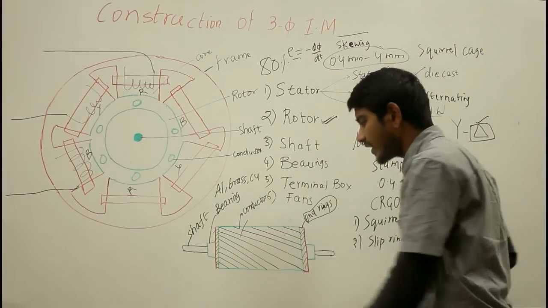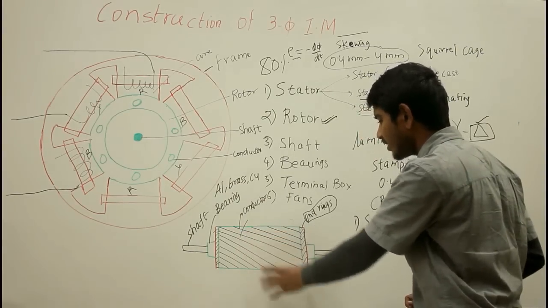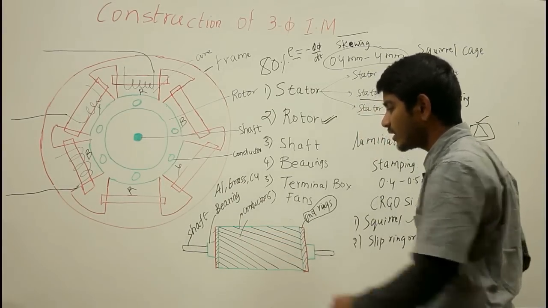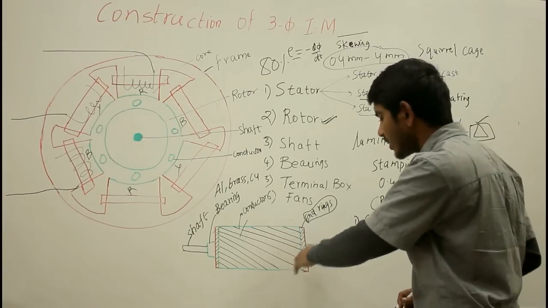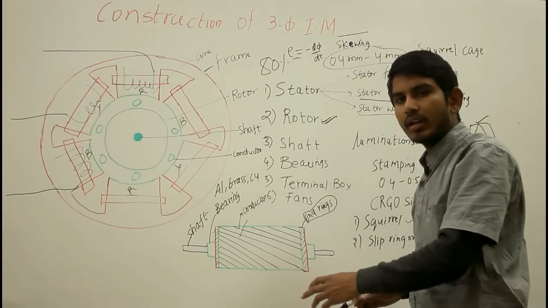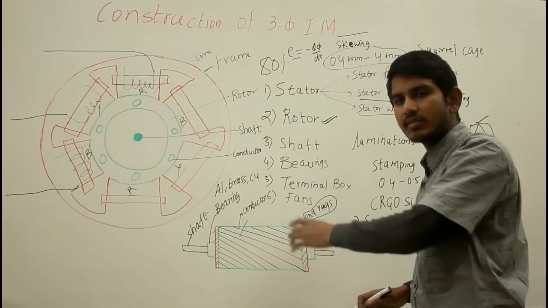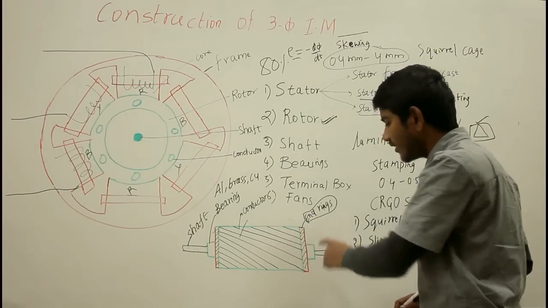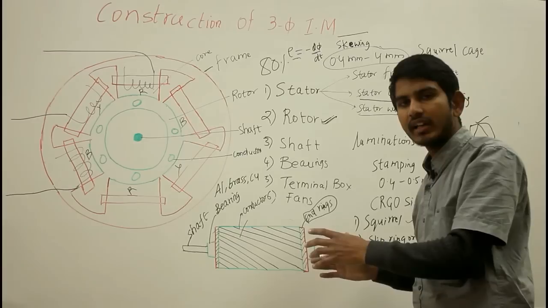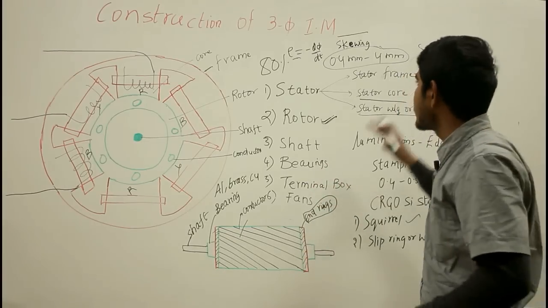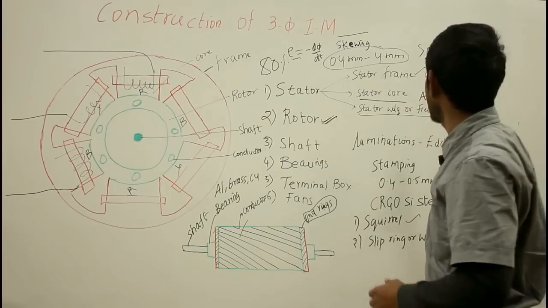So here we cannot add external resistance as they are permanently shorted with the help of end rings, and the rotor conductors are braced to the end rings to provide mechanical strength. When they are braced to the end rings, they form a closed loop circuit, and this resembles a squirrel cage, and hence the name squirrel cage type of motor.